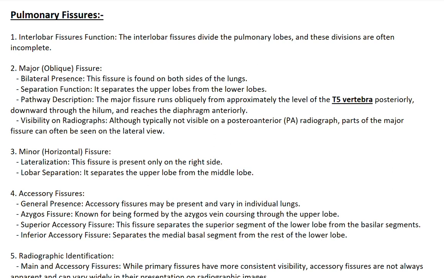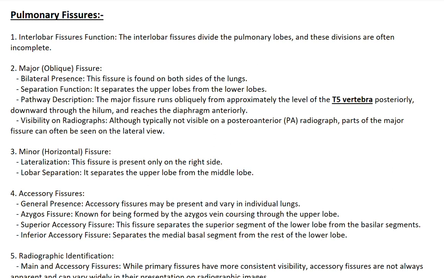Point-wise description of pulmonary fissures. 1. Interlobar fissures function. The interlobar fissures divide the pulmonary lobes, and these divisions are often incomplete. 2. Major oblique fissure. Bilateral presence. This fissure is found on both sides of the lungs. Separation function. It separates the upper lobes from the lower lobes.